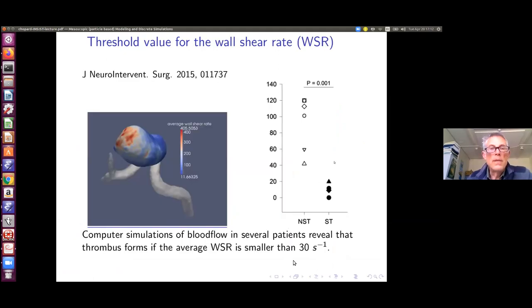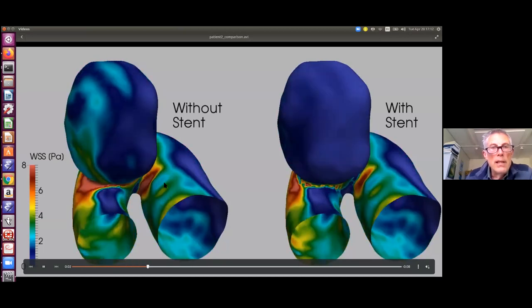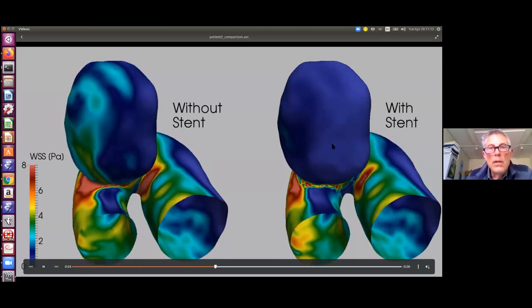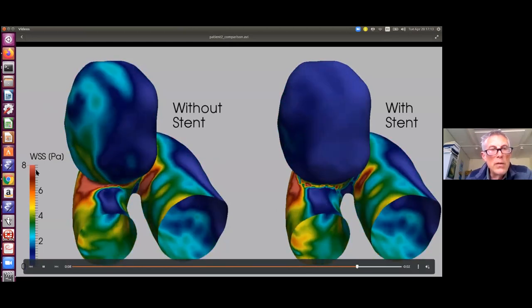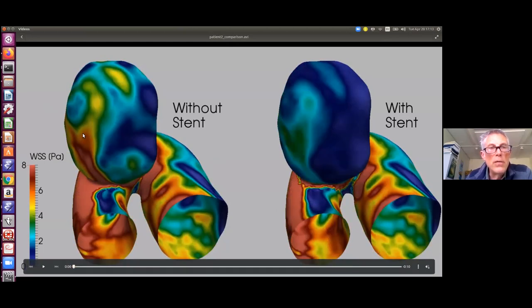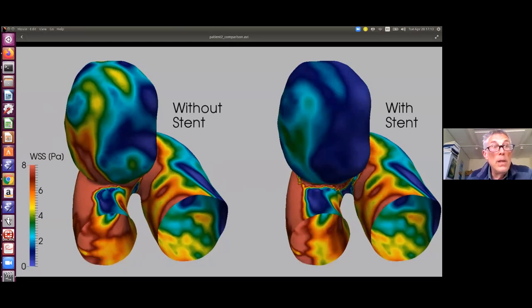So I think an interesting aspect is maybe this one: if you have the stent here or you don't have the stent, and you measure what we call the wall shear stress, which basically means the friction of the fluid on the wall, you see that when you have the flow diverter or the stent, you reduce this amount of friction, and that will trigger some biological processes, a reaction from the endothelial cells.